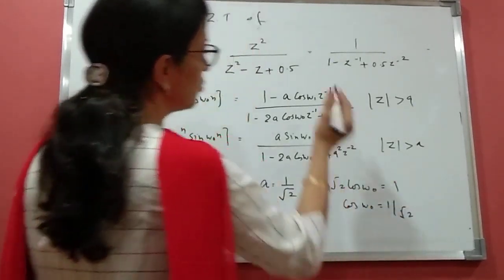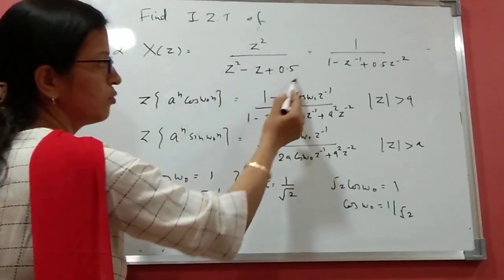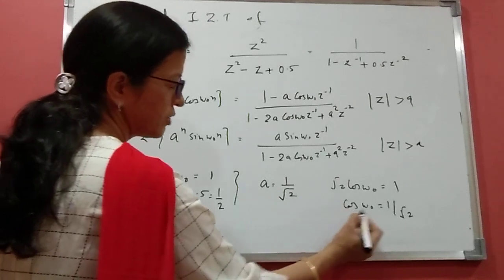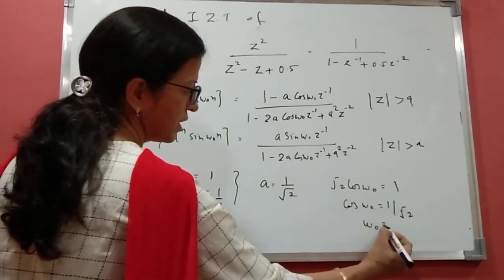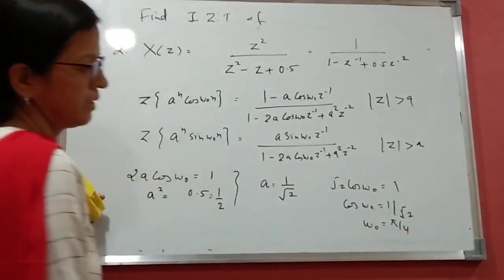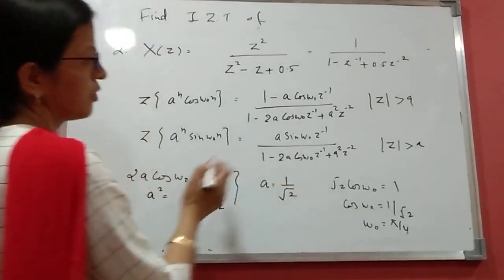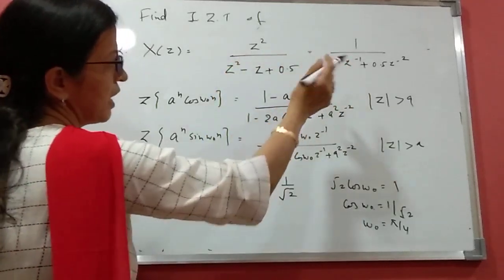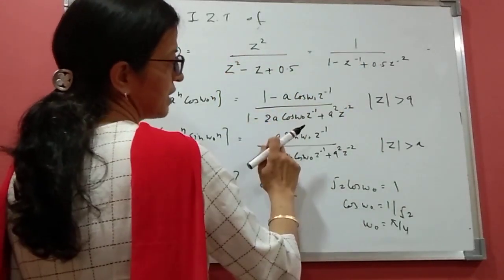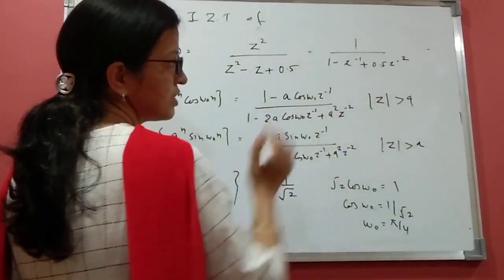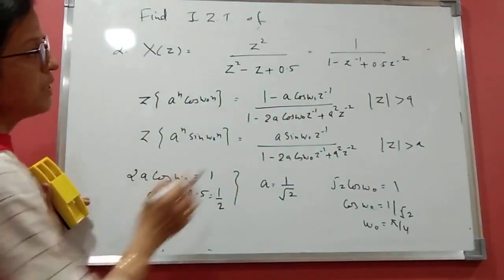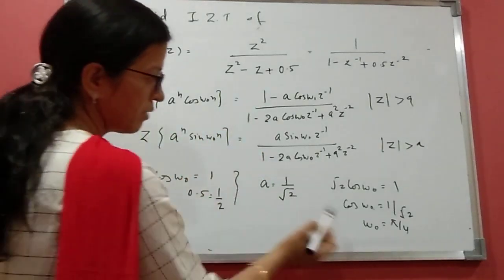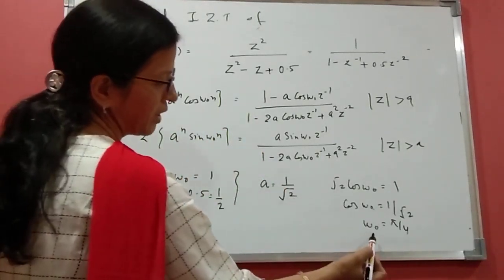But remember that we have to do this only when you get imaginary roots for the denominator. Now, you see what we are getting here: a is 1 by root 2, cos omega naught is 1 by root 2, that means omega naught is pi by 4. We are getting a and omega naught. Now, we have to see whether we are getting this form or this form. If you see in the numerator, we have only 1 here and not a sin omega naught. There is no z raised to minus 1 also. That means this is nothing but the combination of this plus this. So now we know the denominator: the value of a is 1 by root 2 and omega naught is pi by 4.